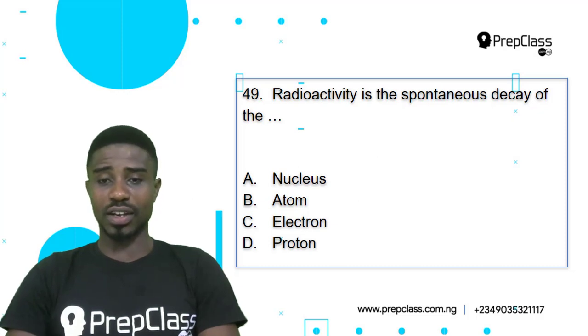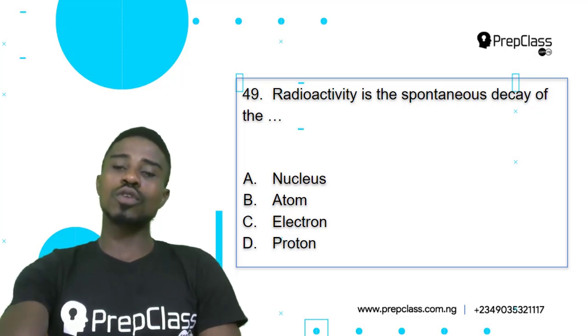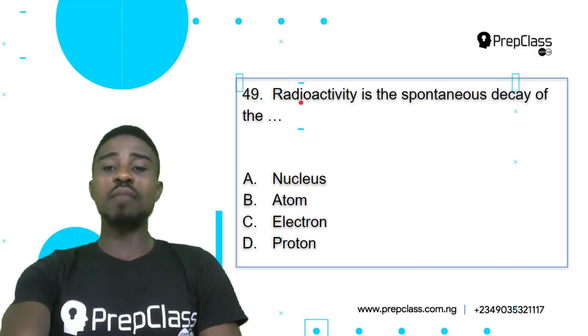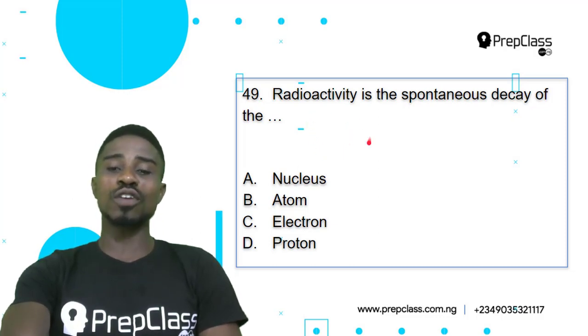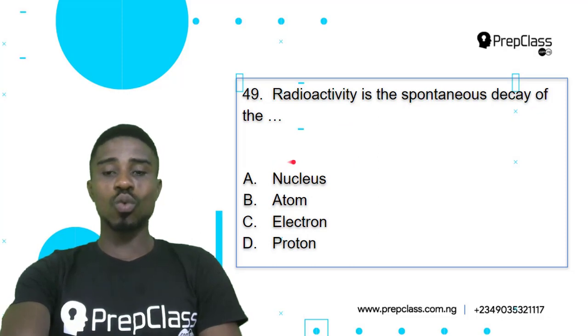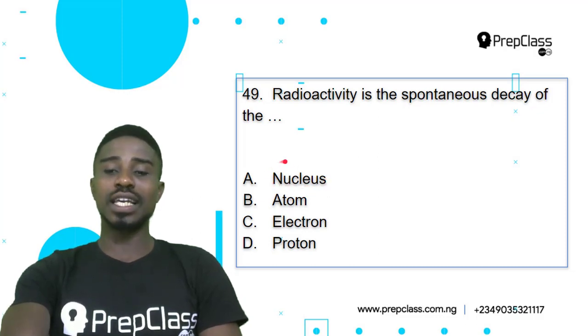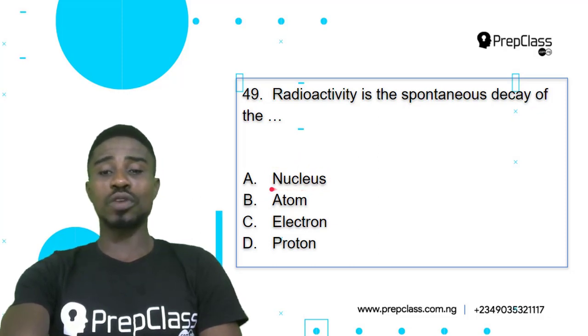For us to carefully select our correct answer, we'll analyze all of the options and see which one best answers our question. Now, when we're talking about radioactivity, it is the emission of radiation. But this emission of radiation is brought about as a result of the decay of the nucleus. So when the nucleus of an atom is unstable or is trying to attain stability, it tends to decay, bringing about the emission of radiation. And that's what we call radioactivity.